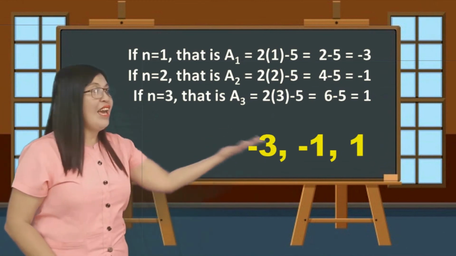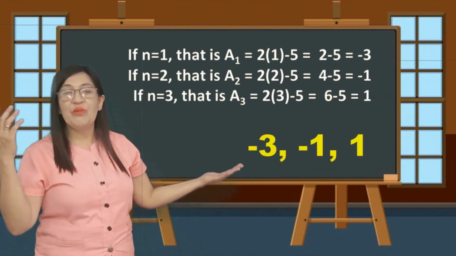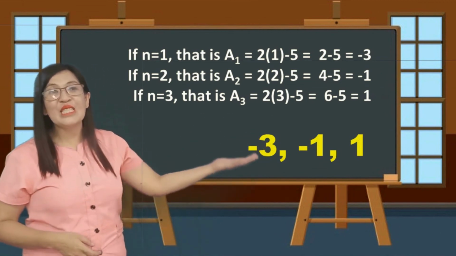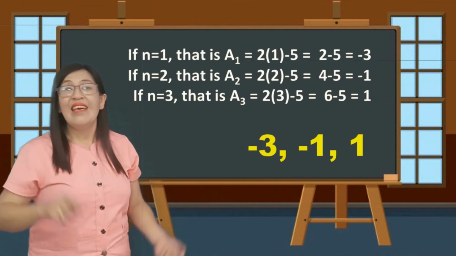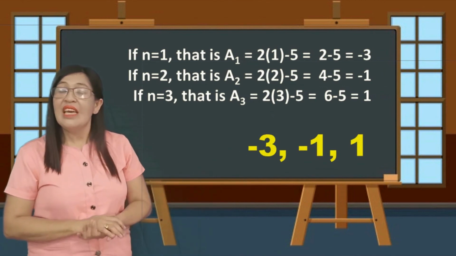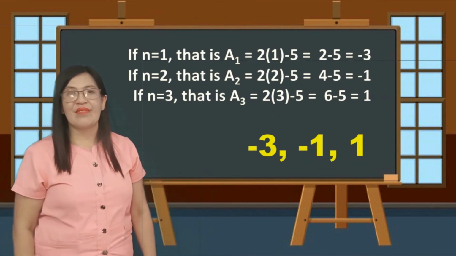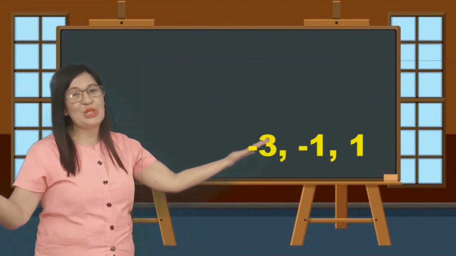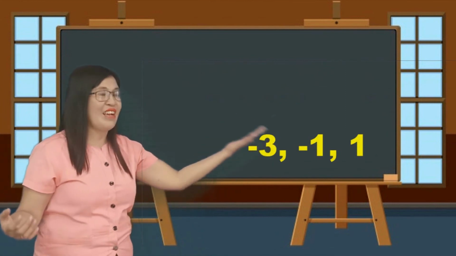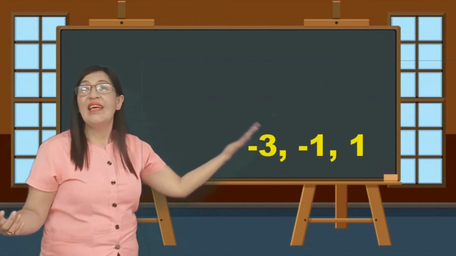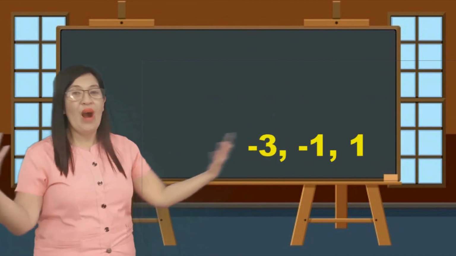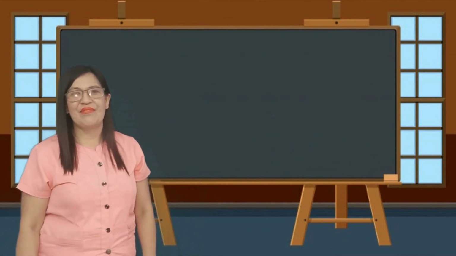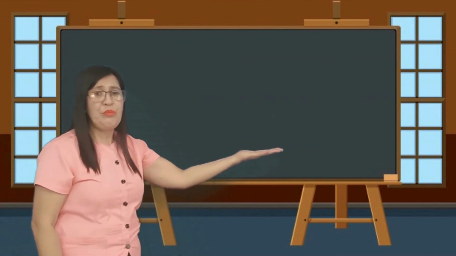Finally, if n equals 3, you will get 2 times 3 equals 6, then 6 minus 5 equals 1. Hence, a sub 3 equals 1. So, the first three terms of a sub n equals 2n minus 5 are negative 3, negative 1, and 1. Wow! You got it right! Congratulations! Let's have the third problem.